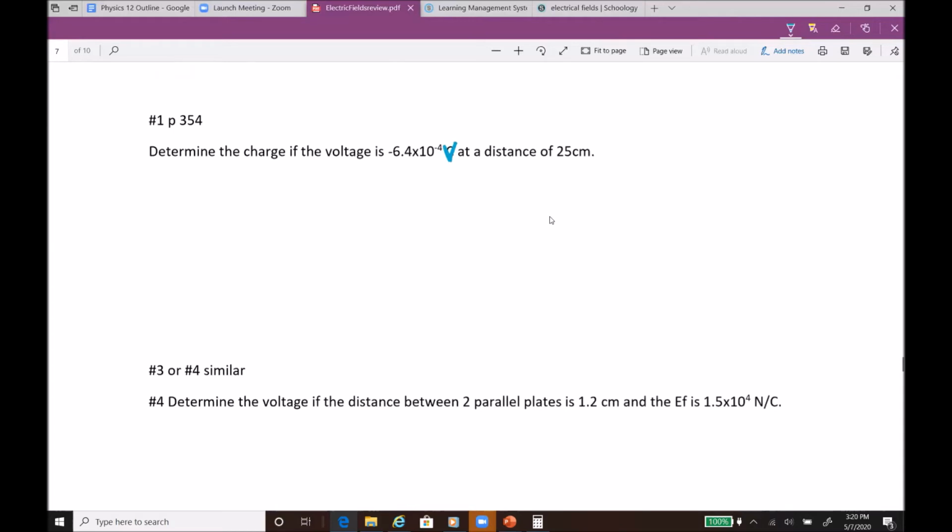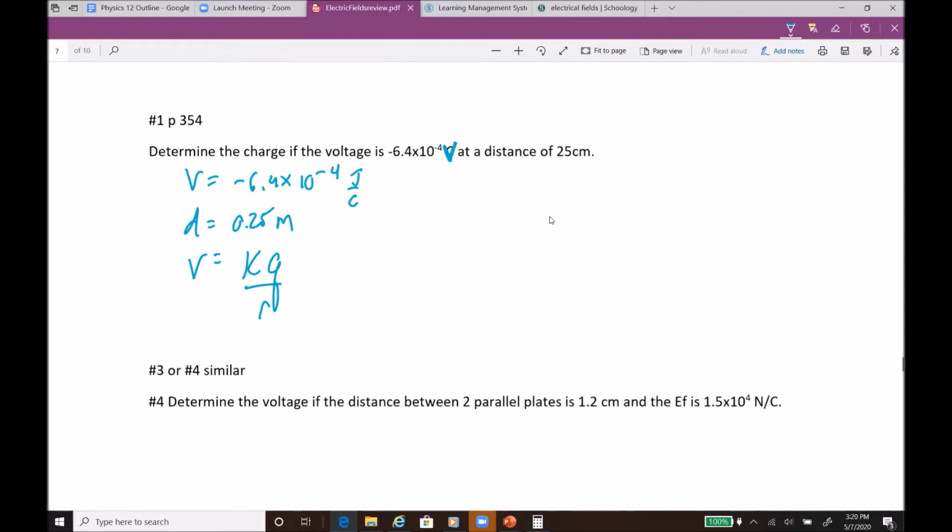All right. So what's the charge? Okay, so if you remember, let's write down our variables. We have the voltage, minus 6.4 times 10 to the minus 4 volts, which is the same as joules per coulomb. We have our distance of 25 centimeters, which is 0.25 meters. If you recall, we could measure voltage as V equals KQ over R.